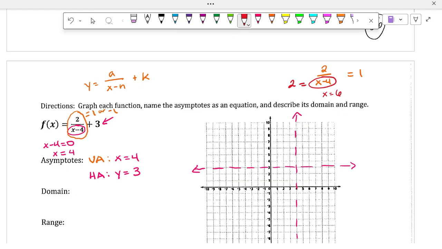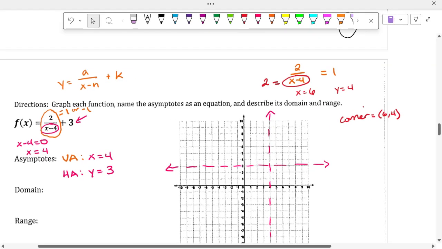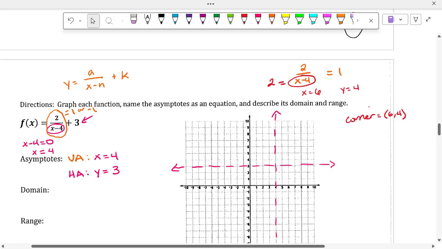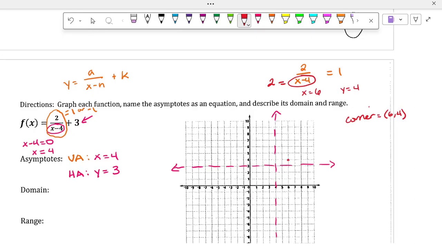Now, how do I get the y value? You just plug it back into your function. So all we would do is plug in 6. So that would be 6 minus 4, 2. 2 over 2 is 1. What's 1 plus 3? 4. So our first corner point is at the point (6, 4). So all you do is just plug it back into the original. So that's one corner point. So I'm going to do that right here.